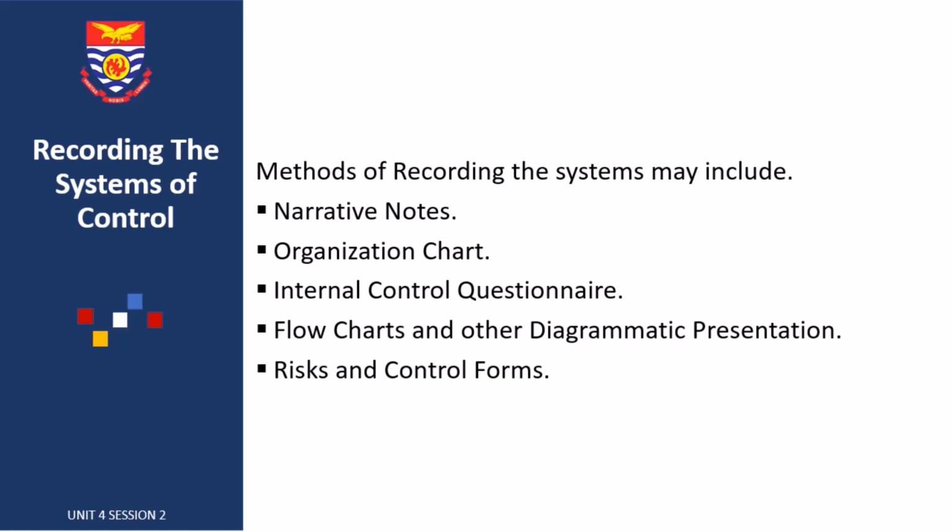The third method has to do with the internal control questionnaire. Internal control questionnaires are used to ask whether controls exist which meet specific control objectives. Just like we know what questionnaires do, we have a set of questions that is asked of the respondent, and these questions test whether the controls that exist within the organization actually meet the control objective. So that is what the internal control questionnaire does.